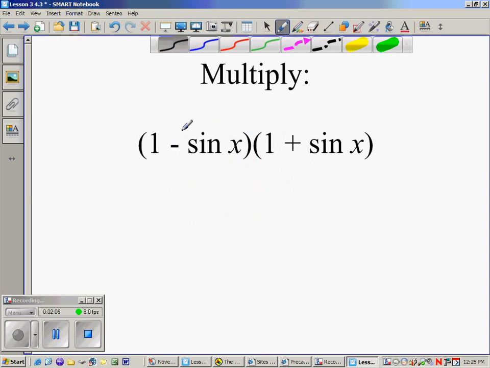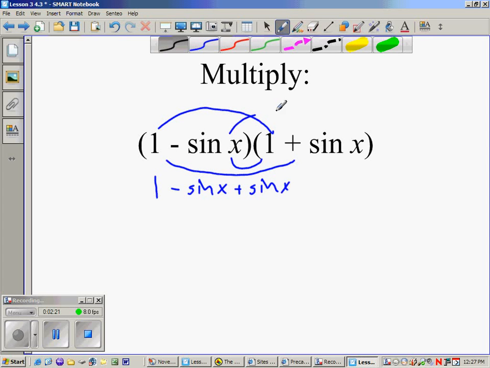Now we'll do the same thing with sine. 1 times 1 is 1. This would give us a minus sine x. 1 times plus sine x will give us a plus sine x. Negative sine x times sine x will be minus sine squared x. Again, the minus sine x plus sine x cancels out, and this is just 1 minus sine squared x.